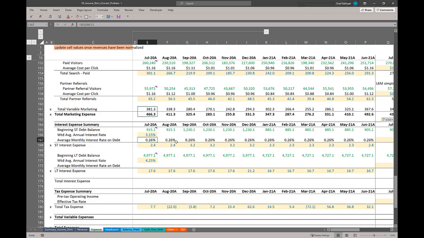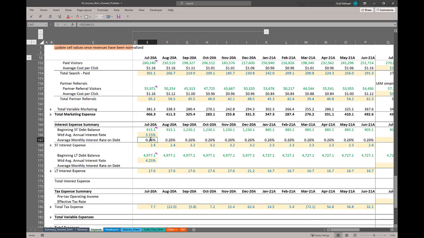And so we have this annual interest rate, but we want to go ahead and convert this to a monthly interest rate on the debt. So we'll take the average interest rate divided by 12. We use this locked cell reference to make sure that as we drag it across, that reference stays the same. And then we can use that as our interest rate moving forward.